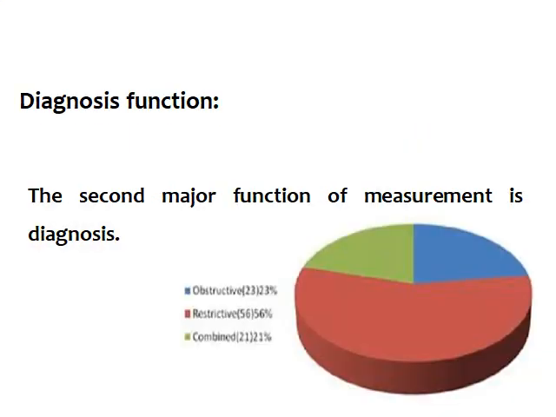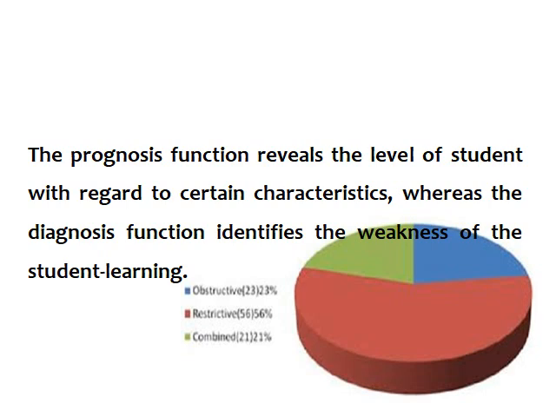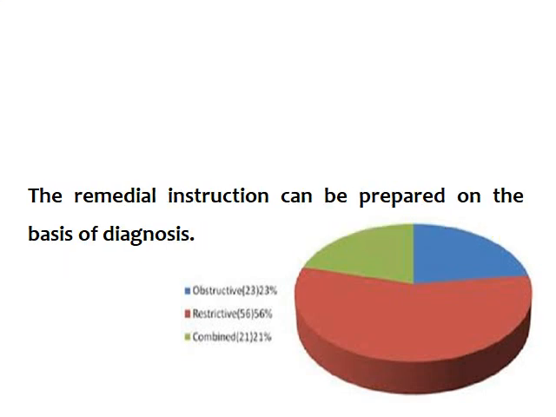Diagnosis function. The second major function of measurement is diagnosis. The prognosis function reveals the level of the student with regard to certain characteristics, whereas the diagnosis function identifies the weakness of the student's learning. The remedial instruction can be prepared on the basis of diagnosis.